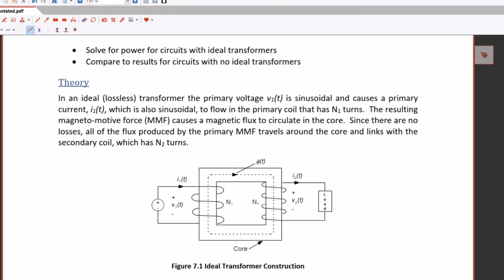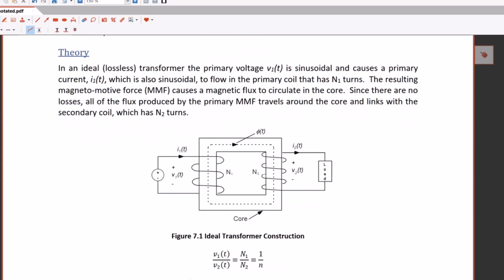So an ideal transformer has a primary side and a secondary side. The primary side has a voltage V1 of t, I1 of t, and the secondary side has V2 of t, I2 of t. The number of coils on the primary side is N1, and the number of turns in the coil on the secondary side is N2. When you induce a current, it induces this flux, and this MMF can influence the values on the other side.